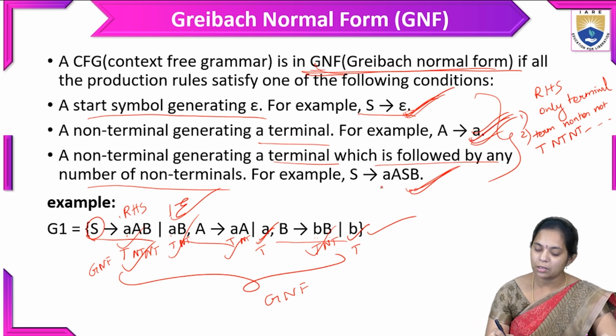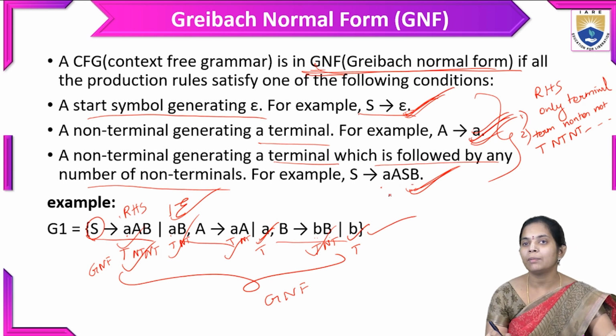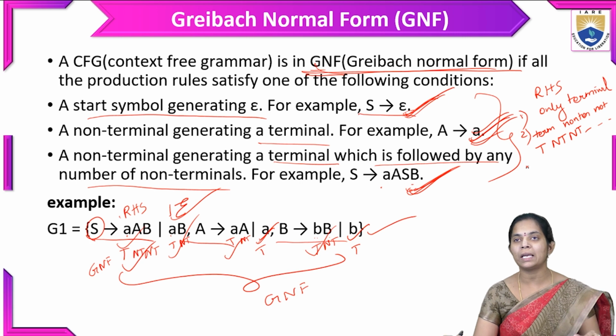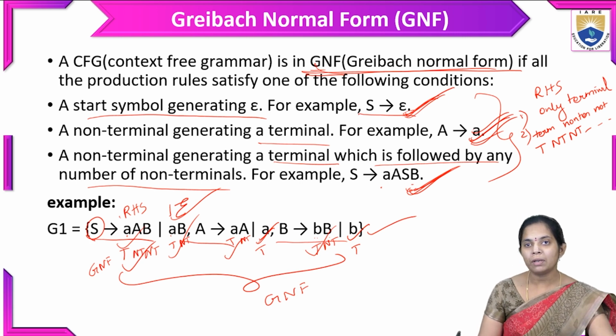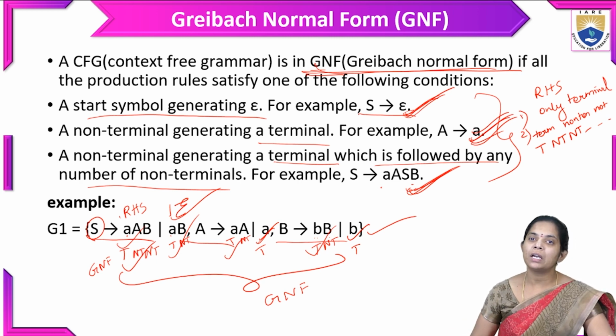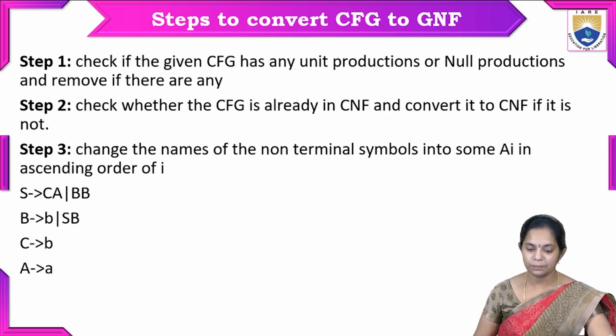And here the terminal which is followed by n number of non-terminals. So these are the three conditions to satisfy the Greibach normal form. And if the context-free grammar is not in the standardized way, we have to convert that to a Greibach normal form. So how to convert this context-free grammar to a Greibach normal form? We need some steps, we will discuss.